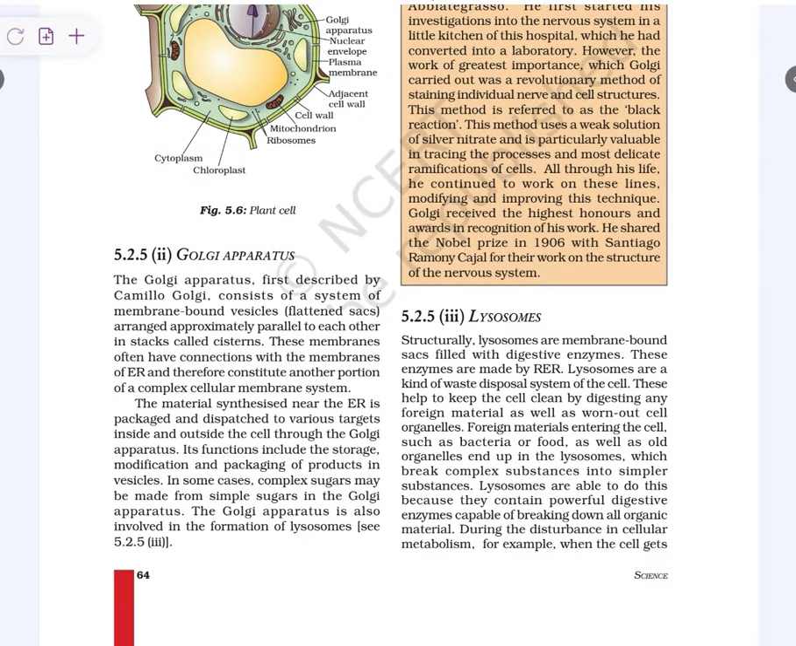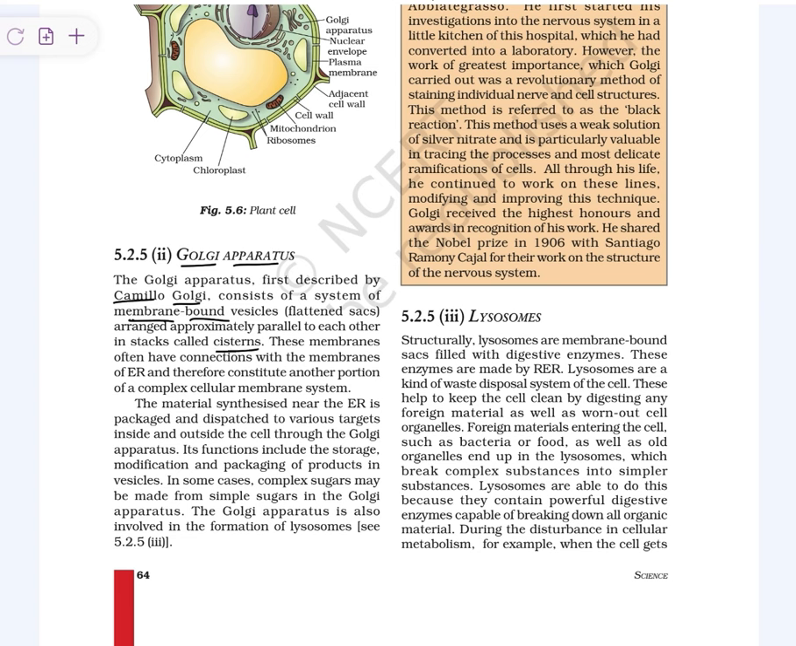The next is Golgi apparatus. So Golgi apparatus was first explained by the scientist Camillo Golgi, and that's why it was named Golgi apparatus. It consists of a system of membrane-bound vesicles arranged approximately parallel to each other in the stacks called cisternae.